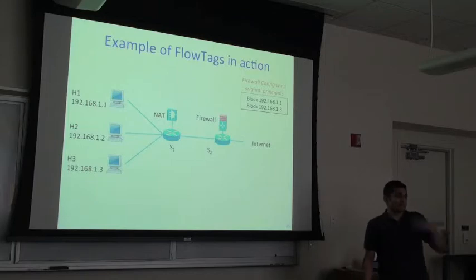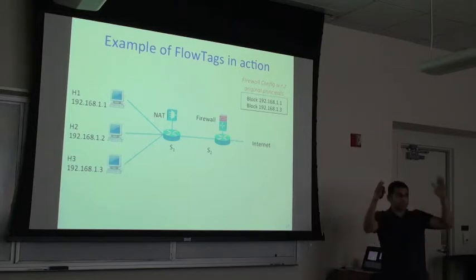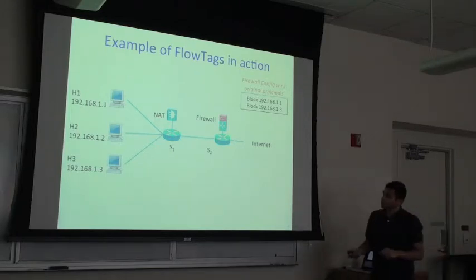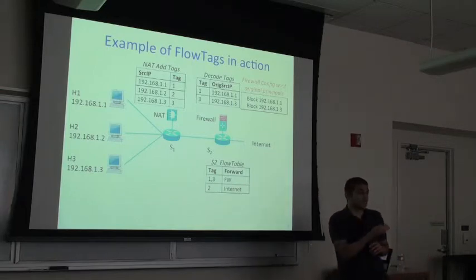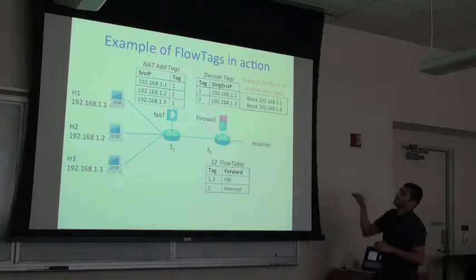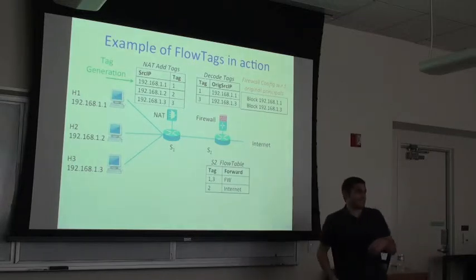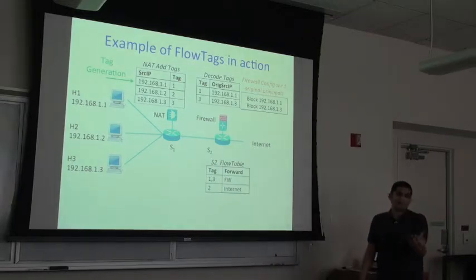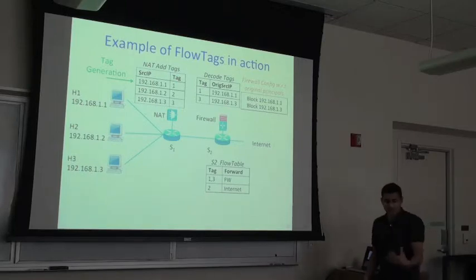Rather than having to reconstruct and reverse engineer what the NAT would have done, I can just say, I really want to block 192.168.1.1 and 1.3, and that's my mental model of writing the policy. So what the controller would do is set up these tag-based rules at the middle boxes and the switches. The first thing is we need to generate the tags. In this case, the NAT maps packets from 1.1 to tag 1, 1.2 to tag 2, and so on. So the NAT is going to write these tags to the packet.